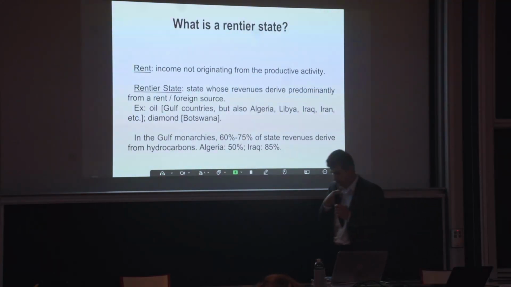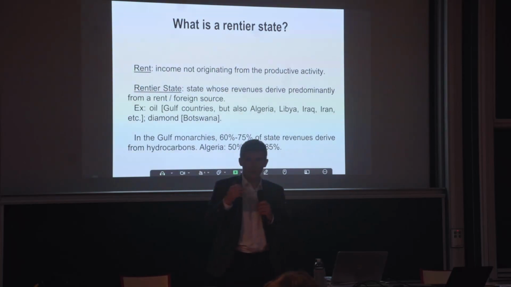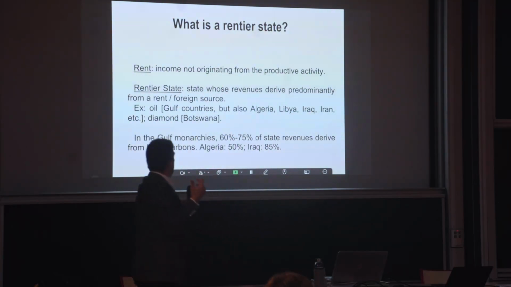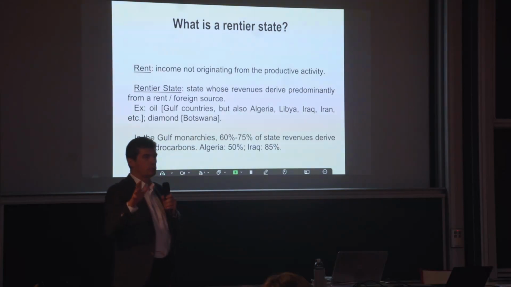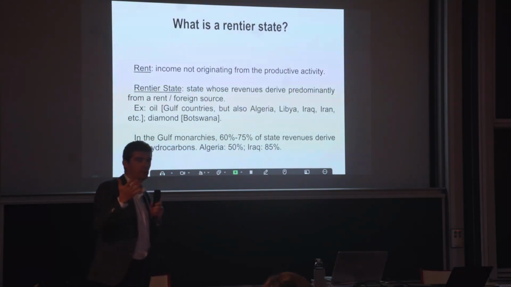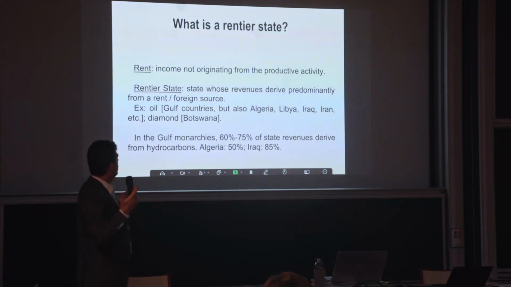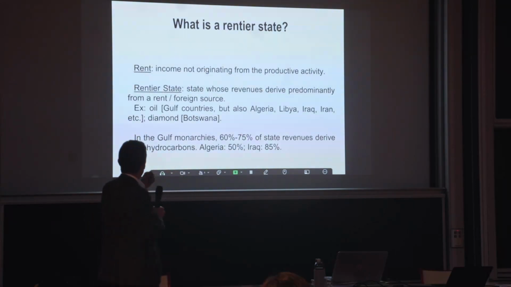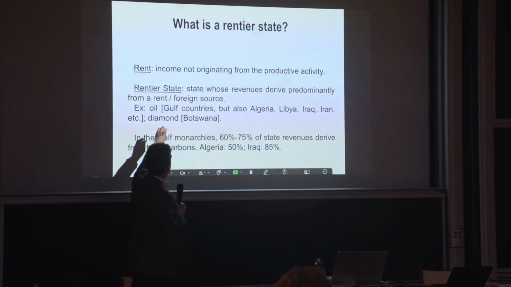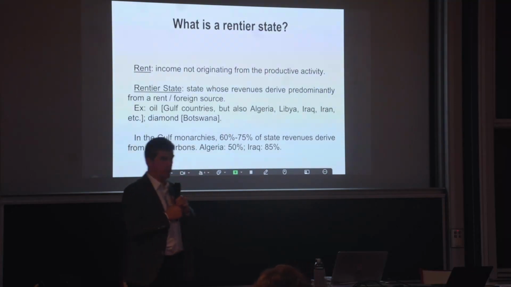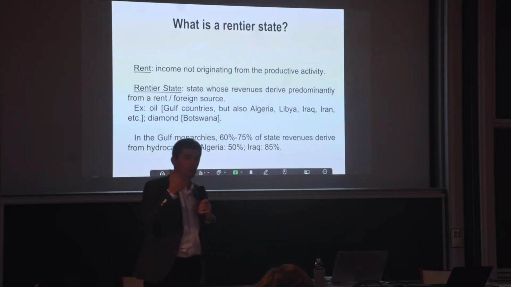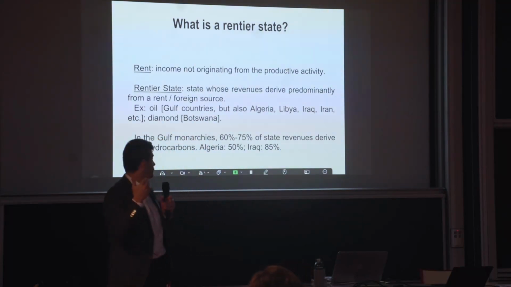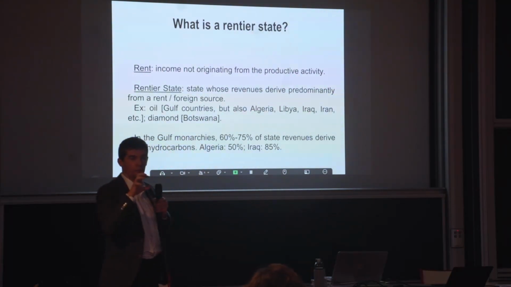So when we study the Gulf Monarchies from a political economy perspective, we tend to consider them as rentier states. A rentier state is defined, usually in political economy literature, you may know about that, as a state whose revenues derive predominantly from a rent or from a foreign source. When we say predominantly, that's 40 to 50% at least of the state revenues coming from this particular rent.